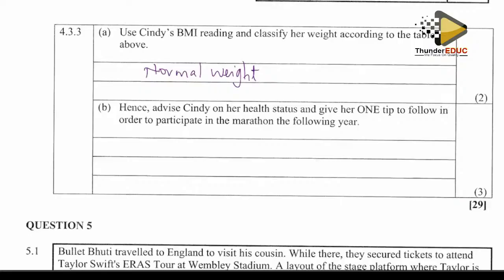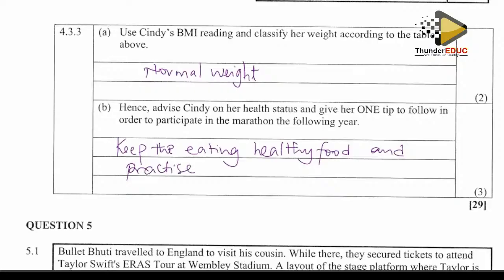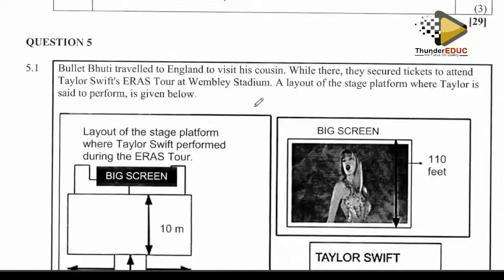Then hence advise Cindy on her health status and give one tip to follow in order to participate. Now, number one, advise on her status is what? We shall say keep eating healthy food and practice often. Practice often. This brings us to the end of question number 4. Let's start question number 5.